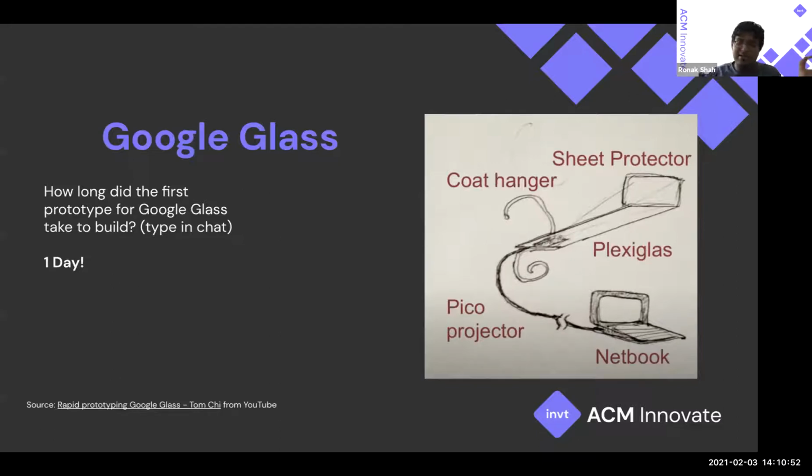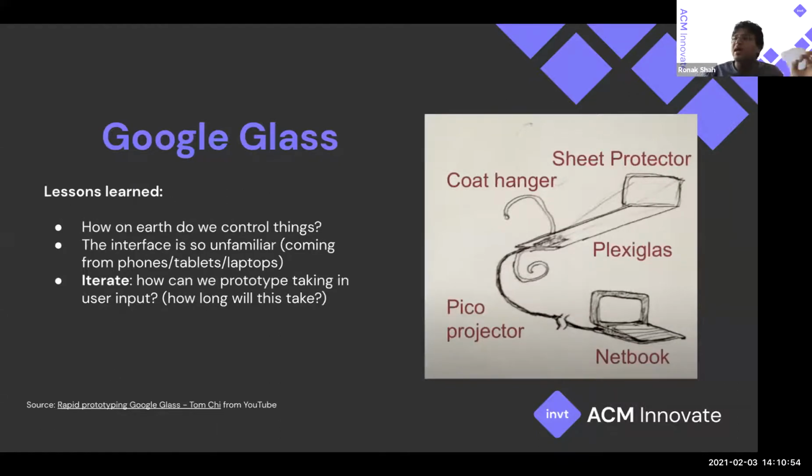And immediately after doing this, they figured out, wait, I don't have a touch screen or a stylus. They realized problems immediately that you might not have realized just by thinking about this. And now that they realize this is so unfamiliar, what do I do with this visual overlay? They're able to further iterate and say, okay, how can we prototype taking in user input, and how do I get user input?